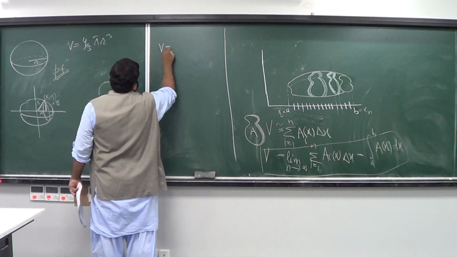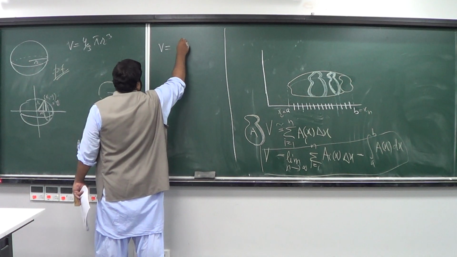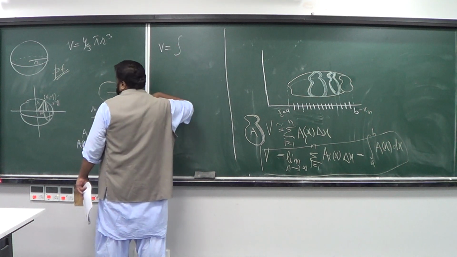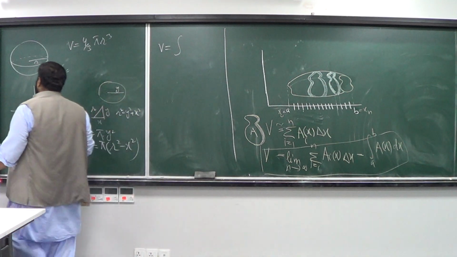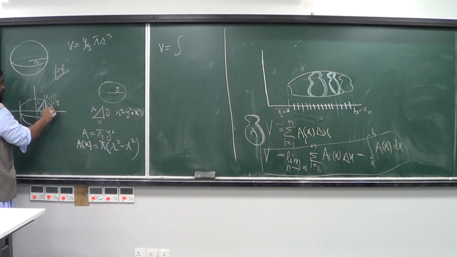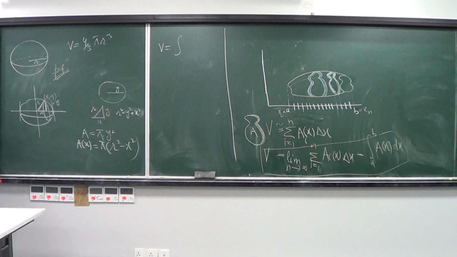So V is equal to the integral from A to B. Now what is A to B? A is where the sphere starts, and B is where the sphere ends. So where does the sphere start?